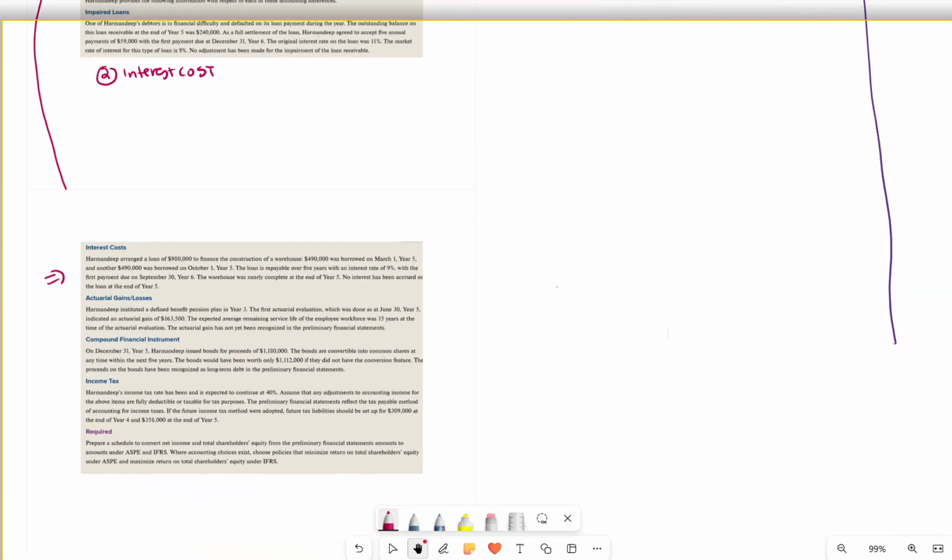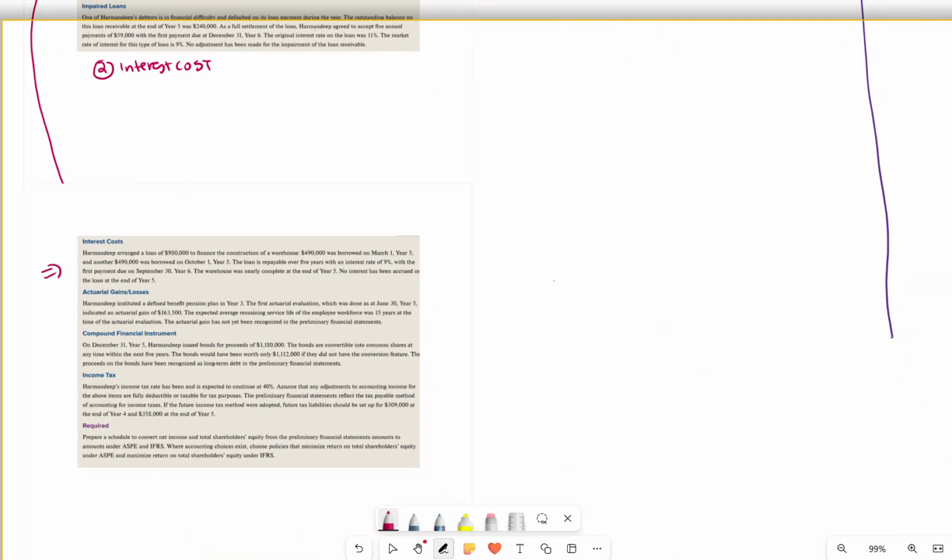So what they're saying in the question is that Harmandeep arranged a loan of 980,000. So that's the loan that they arranged, to finance the construction of a warehouse. There we have 490, and we have another 490. Altogether our loan is 980,000, but we have to calculate the average.